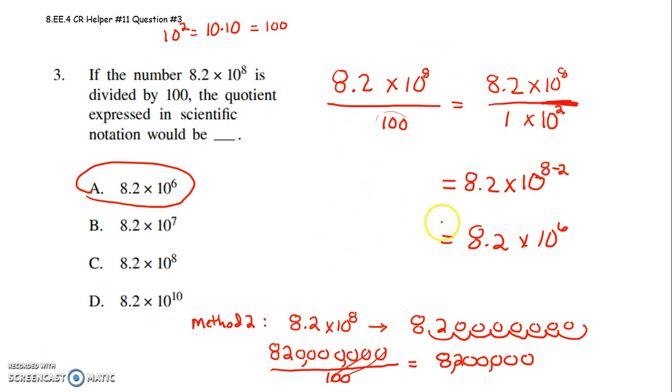So either put everything in scientific notation to divide, or put everything back in standard form to divide. Either way works. Hope that helps.